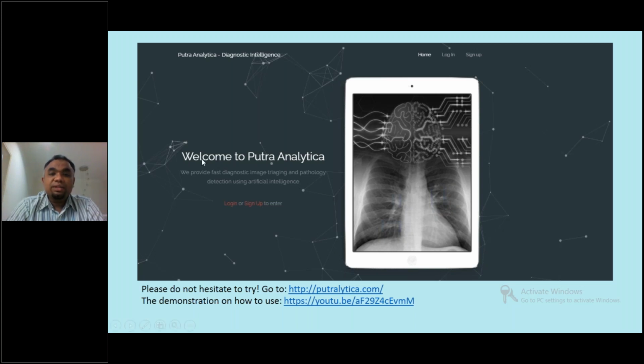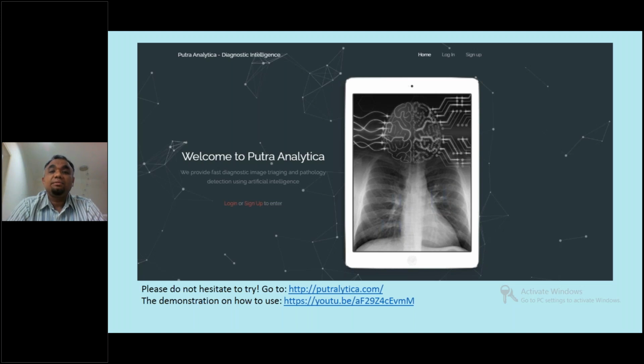So if you want to use this software, you can. It's freely available. You can go to this web page, upload your DICOM images into the software, and it can tell you whether the image is abnormal or normal. That's the only information that you can have.